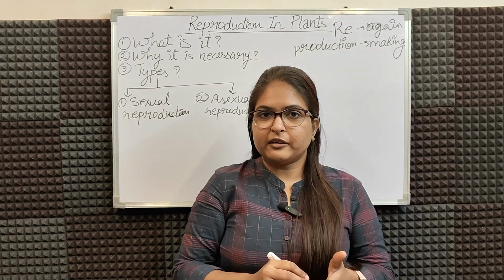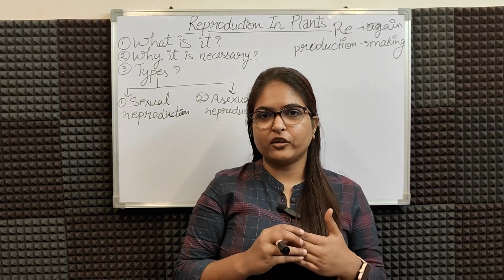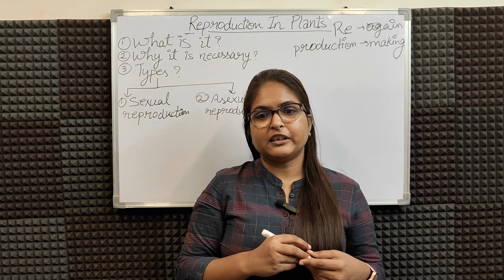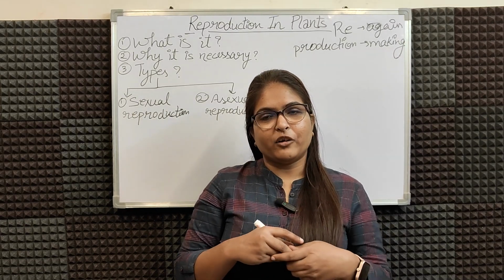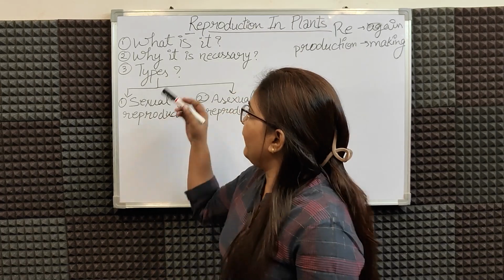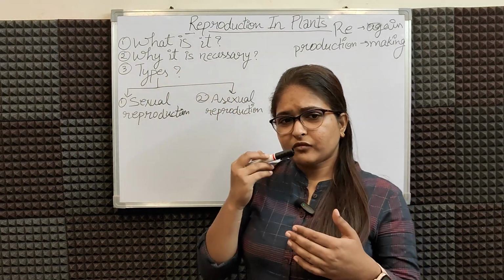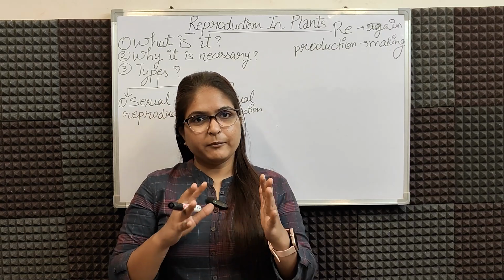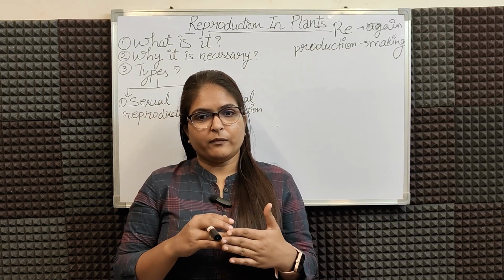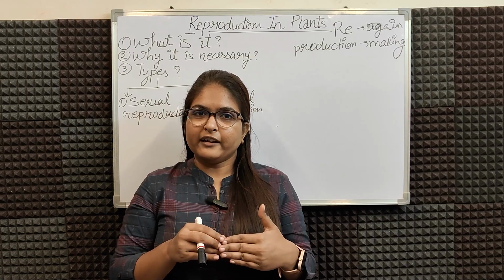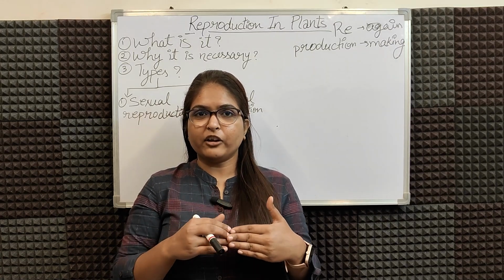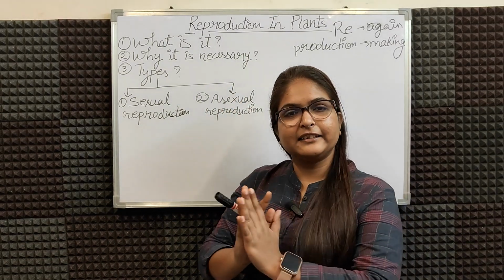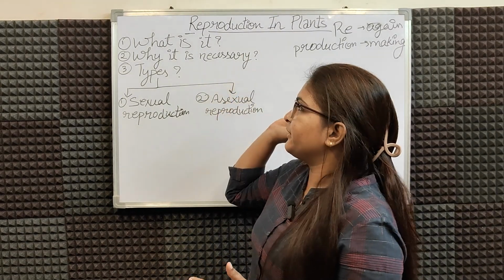But when we are talking about the scientific and correct definition of reproduction, what is it exactly? Reproduction is the process of producing young ones of their own kind. And why is it necessary? Ultimately all living things die, but before dying many of them produce young ones of their own kind. It is very necessary for the continuity of life, and it is essential for life. That's why it is necessary.